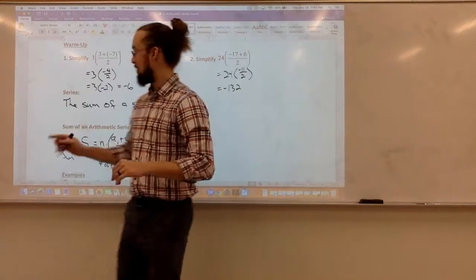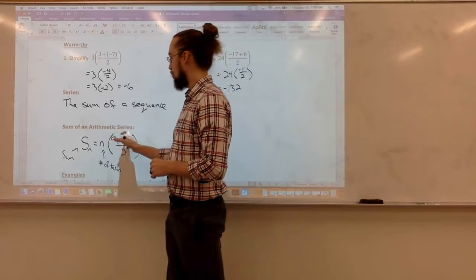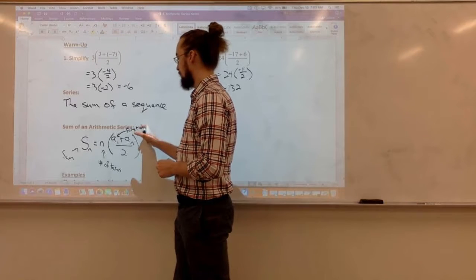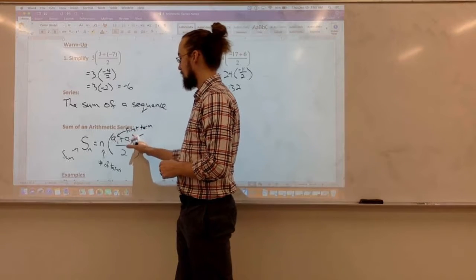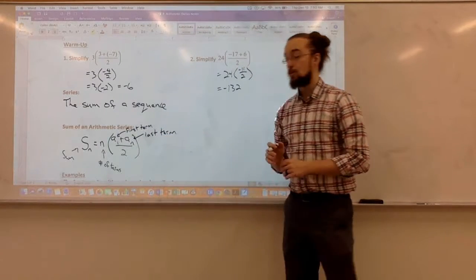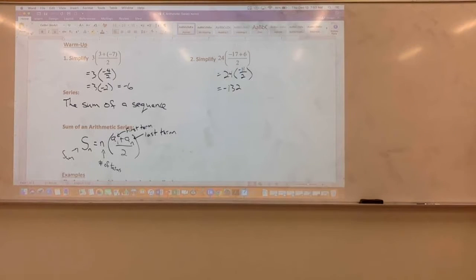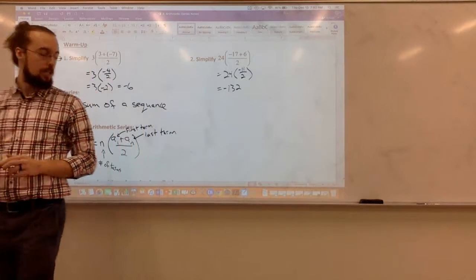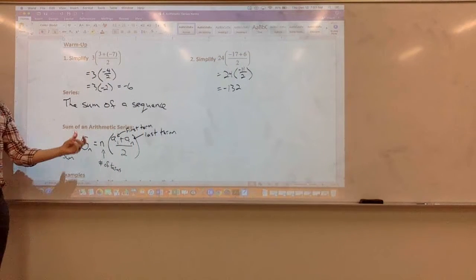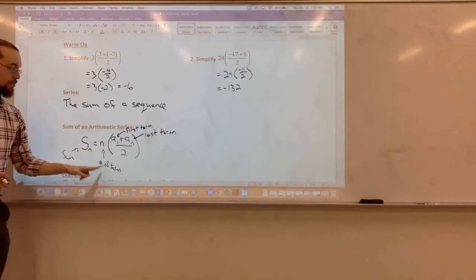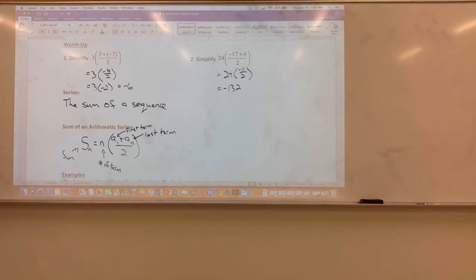It's fine. So then here, a sub 1, that is the first term in our sequence, and a sub n is the last term. So to get the sum of an arithmetic sequence, which is a series, I take the number of terms times the first term plus the last term, divided by 2. This looks pretty similar to our warm-up, right? That's why we practiced that arithmetic in the warm-up.